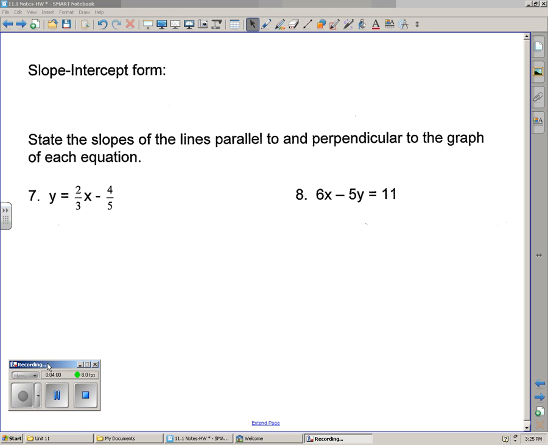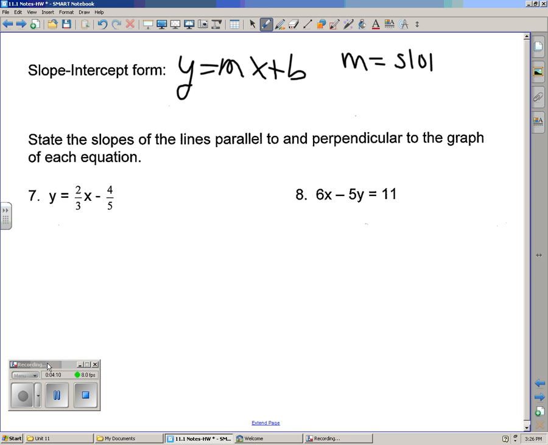Slope-intercept form. That's when you write your lines in the equation y equals mx plus b. And don't forget that m equals your slope and b equals your y-intercept. Again, that's where your line crosses the y-axis, where you begin your graph. So then state the slope of the lines parallel to and perpendicular to the graph of each equation. Well, what's nice is your slope is here. Your slope is 2 over 3.